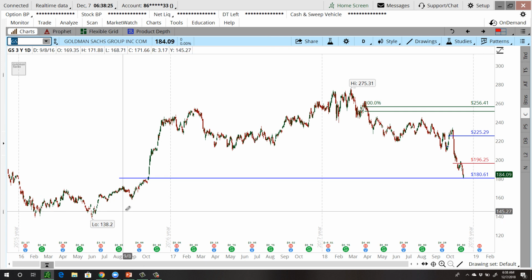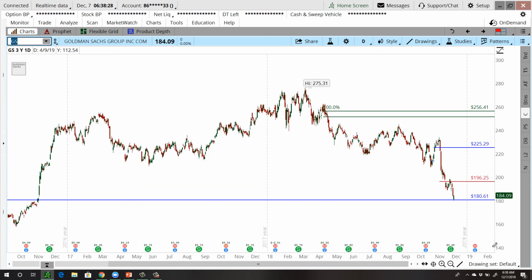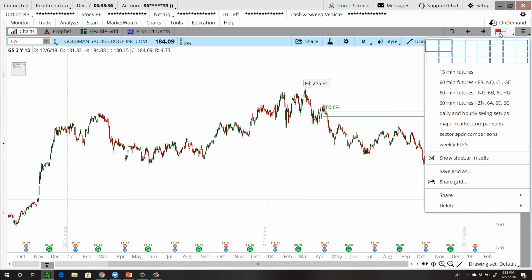Now I think we'll get a little bit of a bounce on Goldman Sachs based on where we are, but I don't think it's going to get much above here, and that's where we could see another reversal. So just a couple of equity positions to think about and chew on in your brain.